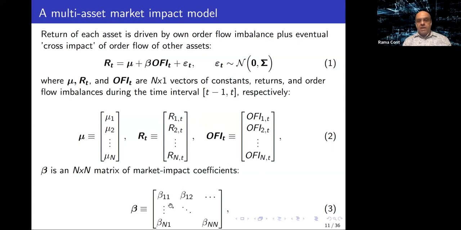That means I will have a matrix of coefficients where beta_ii on the diagonal is the impact of stock i's order flow on its own return, and the off-diagonal terms beta_ij will be the impact of the order flow of j on the return of i. And there is nothing to suggest that this matrix has to be symmetric. In fact, we saw that there seem to be asymmetric effects. So why not allow it to be completely arbitrary? Fine. So that's the full model.